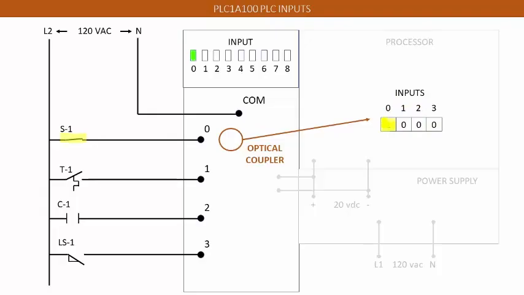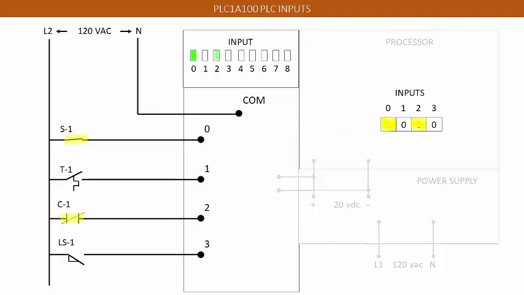With switch S1 closing, 120 volts AC is present on screw terminal 0. The optical coupler sees 120 volts AC, but sends a message back to the PLC processor with a 20 volt DC signal. The processor registers this condition with the placement of a 1 in the proper registry. Notice also the diagnostic LED associated with this PLC screw terminal input has now been illuminated.